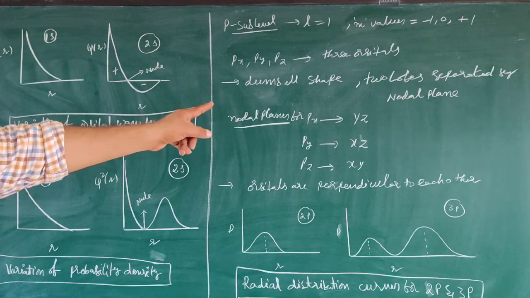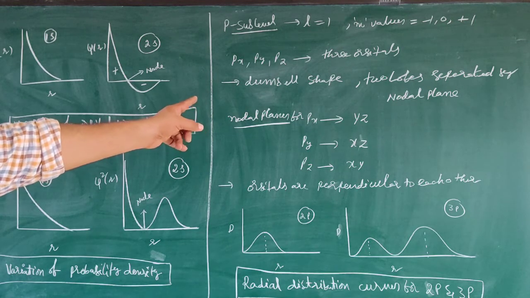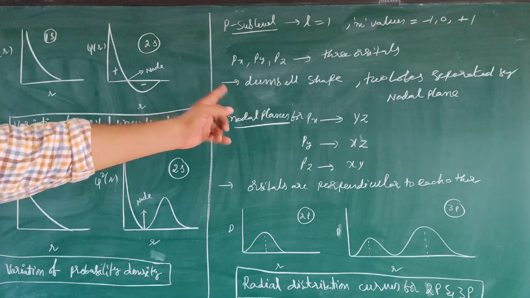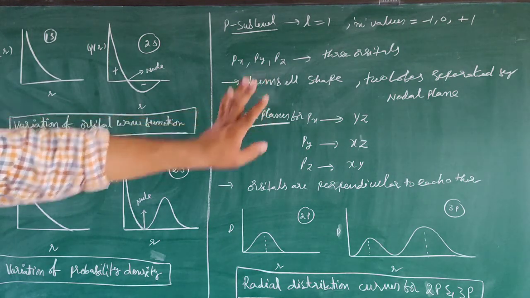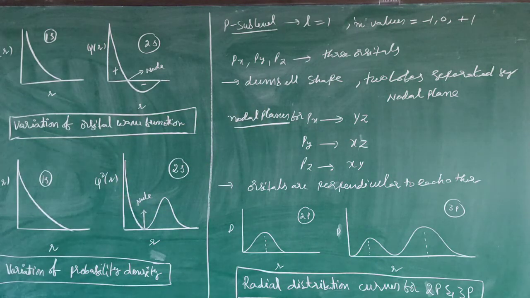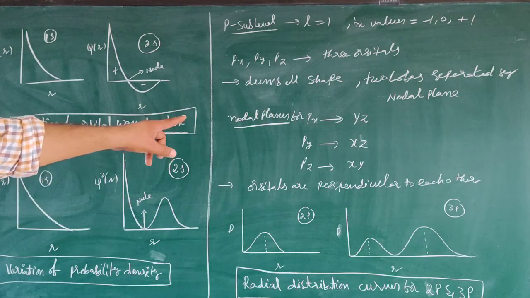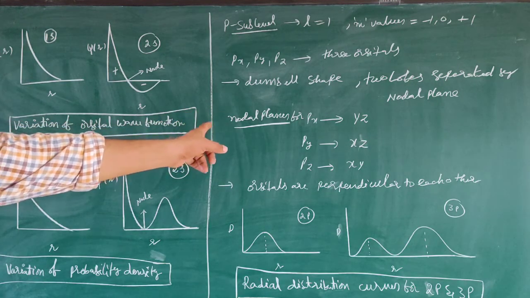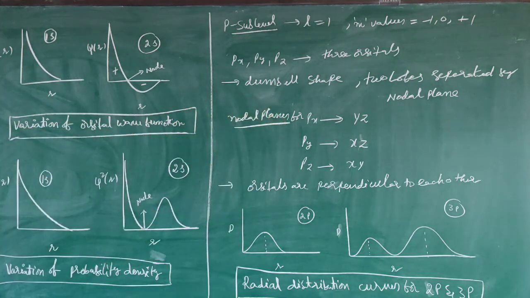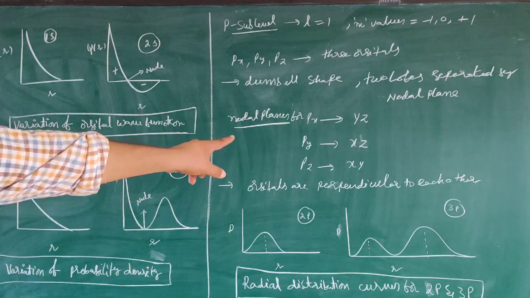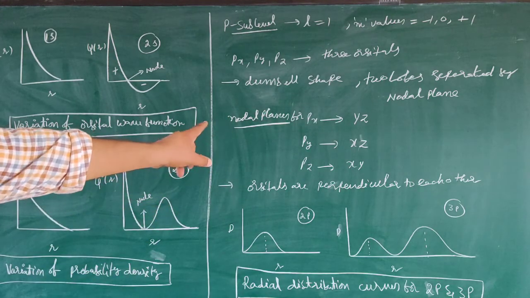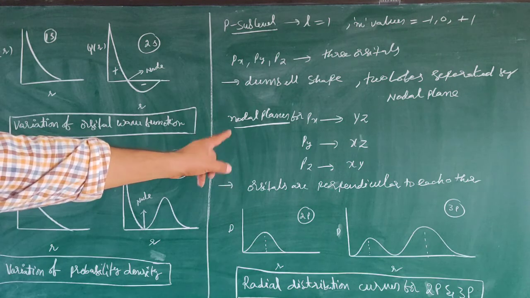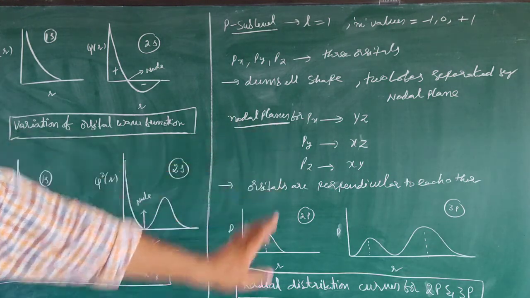Px means the probability of finding the electron along x is maximum. Then the yz plane becomes the nodal plane. For the py orbital, maximum electron density is present on the y-axis. That's why the xz plane is the nodal plane. For the pz orbital, electron density is maximum on the z-axis. So the nodal plane is xy.